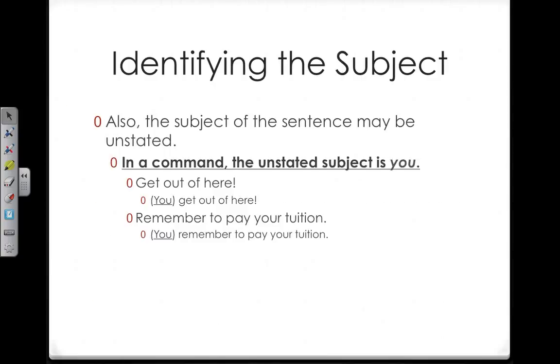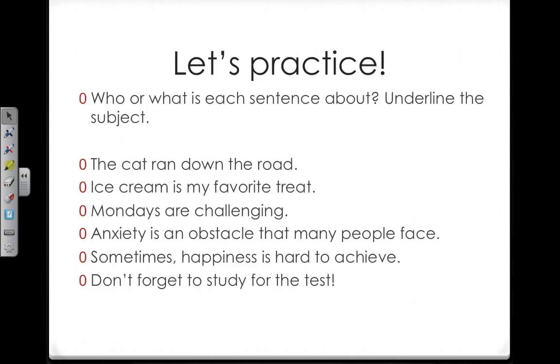Also, in some cases, the subject of the sentence may be unstated. This happens most frequently in a command when someone is telling you to do something. They're not saying you, but they are implying you. It is well understood that you are the person they are speaking to. So in the example, get out of here, really the unstated subject is you, get out of here. Similarly, in the example, remember to pay your tuition, the unstated subject is you. You remember to pay your tuition.